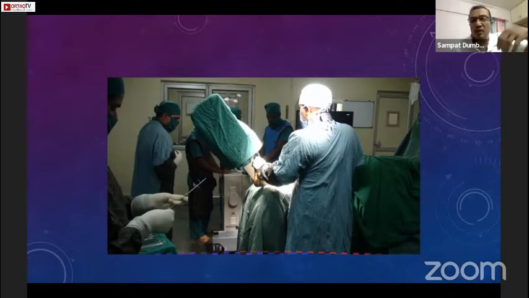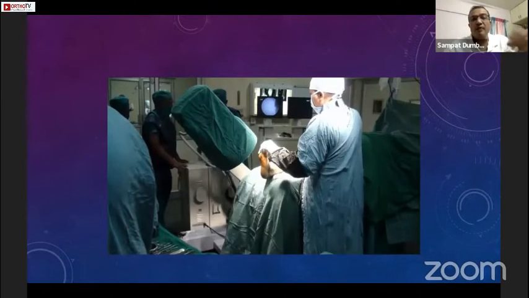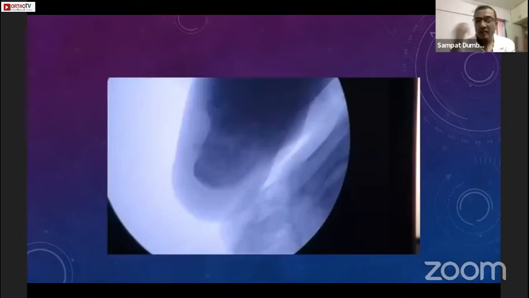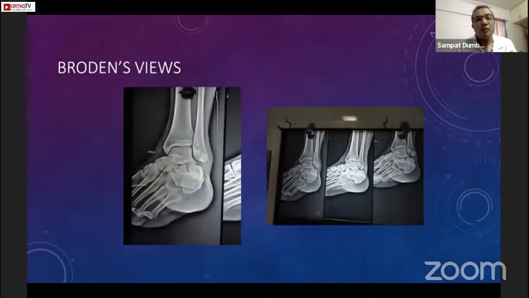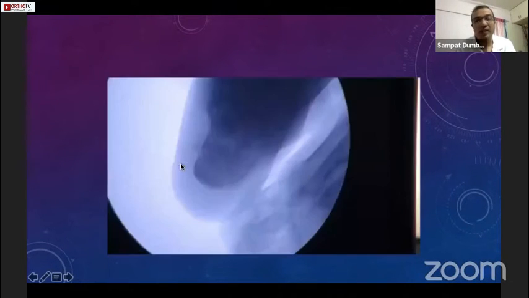And how to take Broden's view? Just internally rotate 30 degrees. So without moving the tube a single time, you can take the lateral view, the axial view, and the Broden's view. See this, this is the axial view. If I don't want to move, the tube will remain straight, but I will lift it 20 degrees up. I'm not making it complicated, no? Clear. So this is the axial view and this is Broden's view. Broden's view will give you how the facet is elevated or how it is going to go ahead, and the axial view is going to give you varus or valgus.